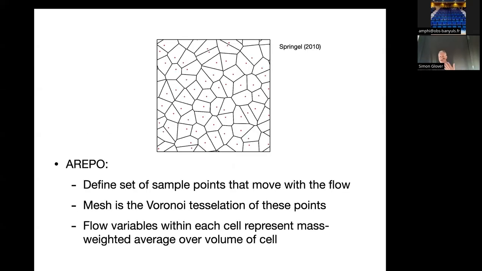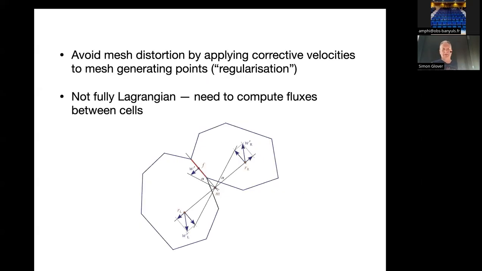So first, Arepo. The basic idea here is we define a set of sample points that move with the flow. You can think of these being a little bit like SPH particles, but not quite. And then we define a mesh, which is just the Voronoi tessellation of these points. So for our sample points in red here, the Voronoi tessellation is shown in black. This is just a 2D slice, but of course, you can do this in 3D. And then the flow variables within each cell are just mass-weighted averages over the cell.